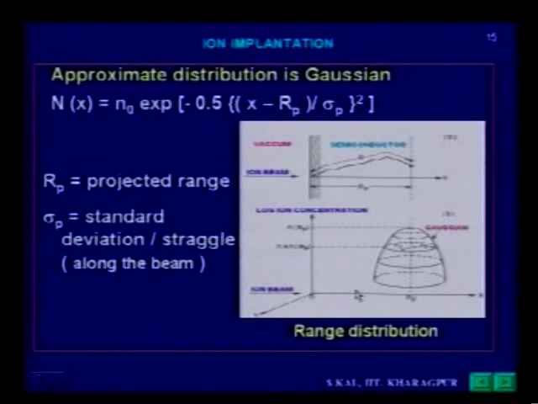But distant from the RP value, that means tail region, this region is known as the tail region, and this side is also known as the tail region. These two tail regions don't match with experimental results. So this ideal Gaussian profile does not suit the experimental impurity profile in semiconductor.